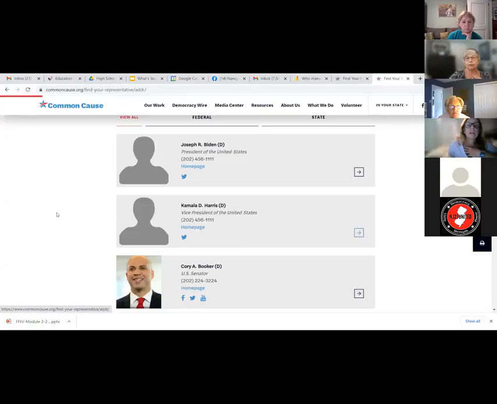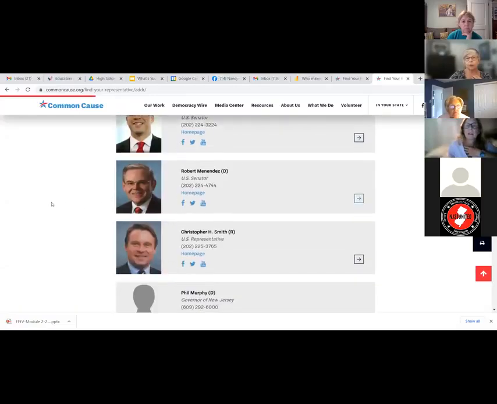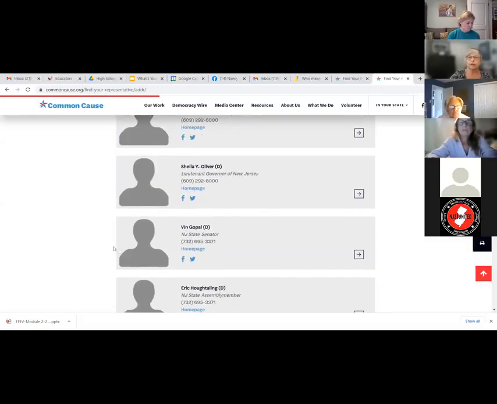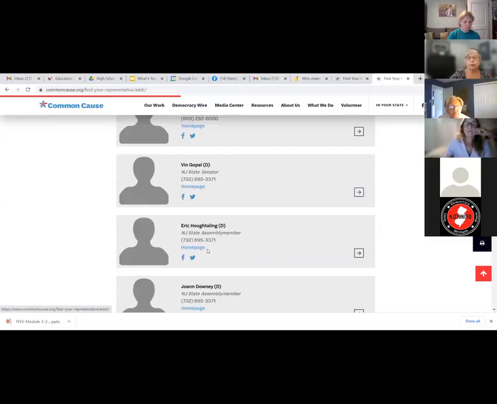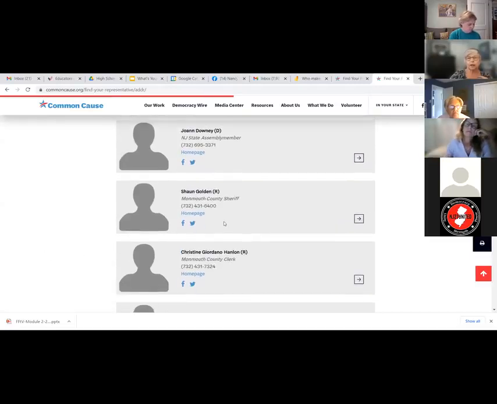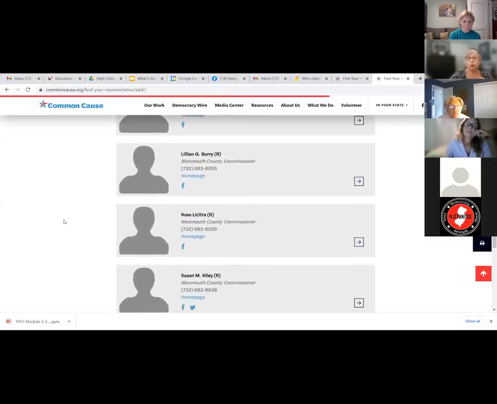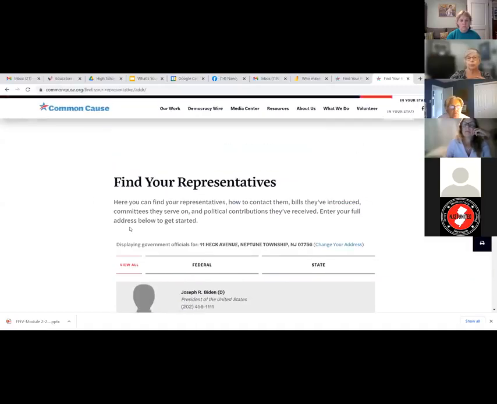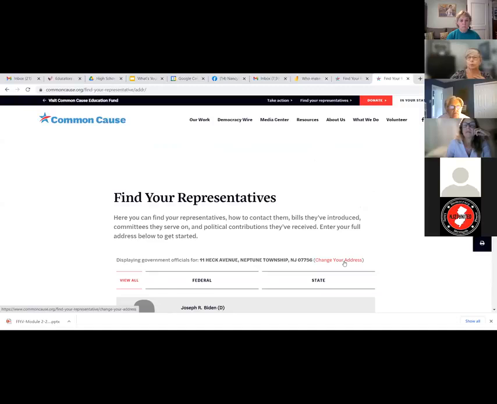On that page, this is my address, and I want to show you how it works. So I get the president and the vice president. I get Cory Booker and Robert Menendez, who are the senators here in New Jersey. And then because I'm in District 4, I get Chris Smith to come up. And then the governor, the lieutenant governor, Vin Gopal, Eric Hotelling, and Joanne Downing, the Monmouth County Sheriff, and so on. So all of your representatives are there. What I want you to do on the link that you put up is to change your address. Put in your personal address, and you'll see your own representatives come up.